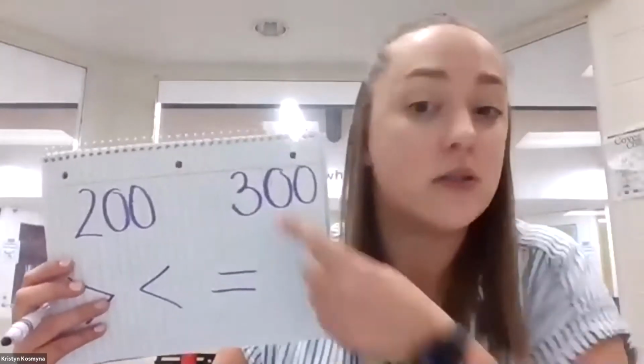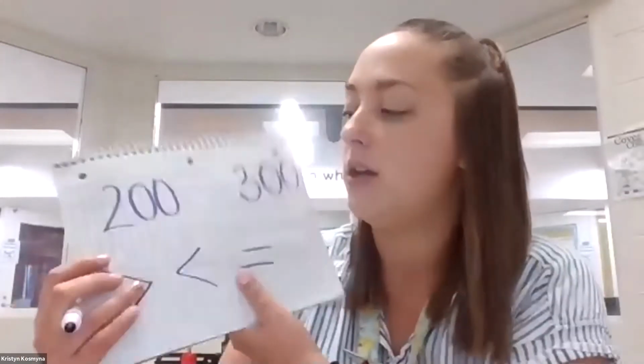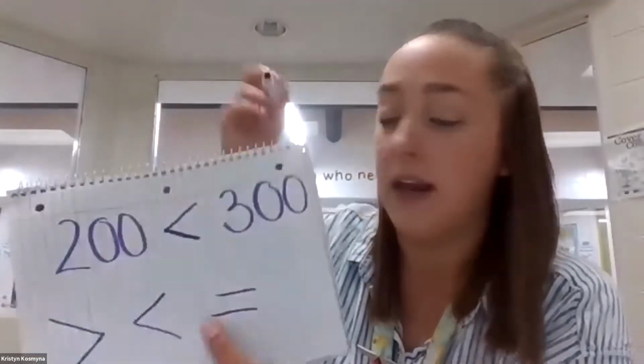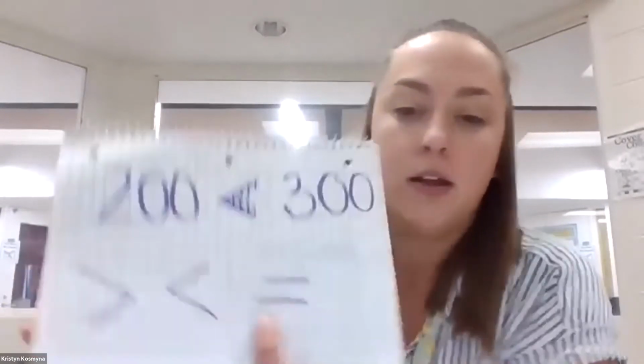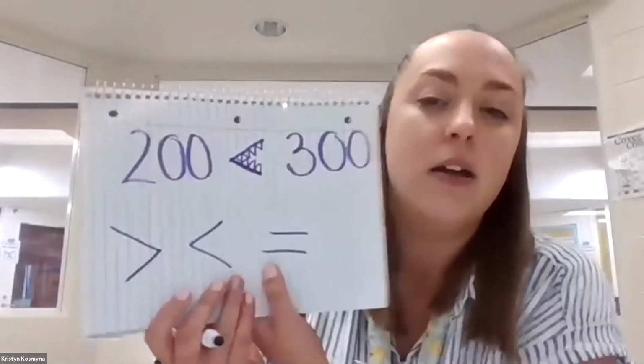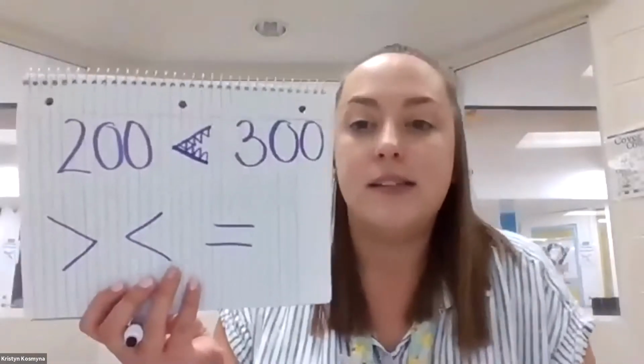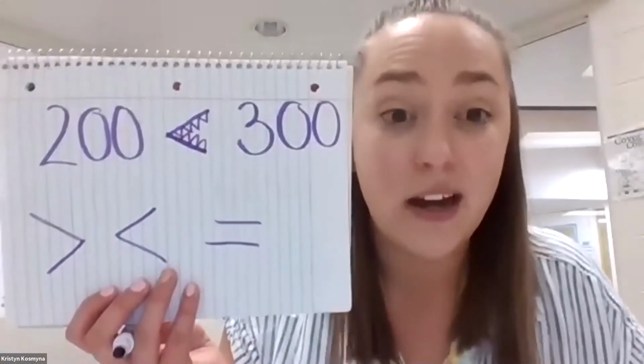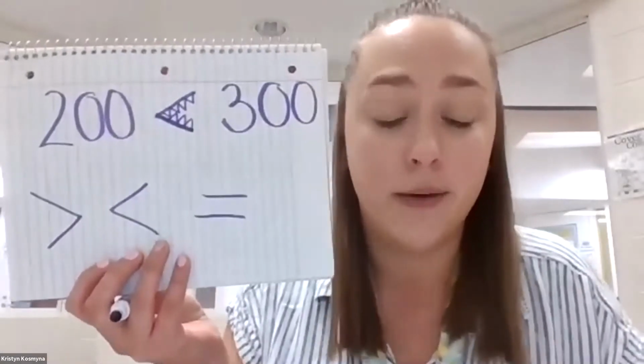Think of it as fish. It's 300 fish instead of 200 fish. So you would draw your symbol so the mouth is open because the alligator would want to eat the bigger number. I added some teeth so you could tell. Whenever you do your greater than, less than, or equal to signs, you picture it like an alligator, and the alligator wants to eat the bigger number.